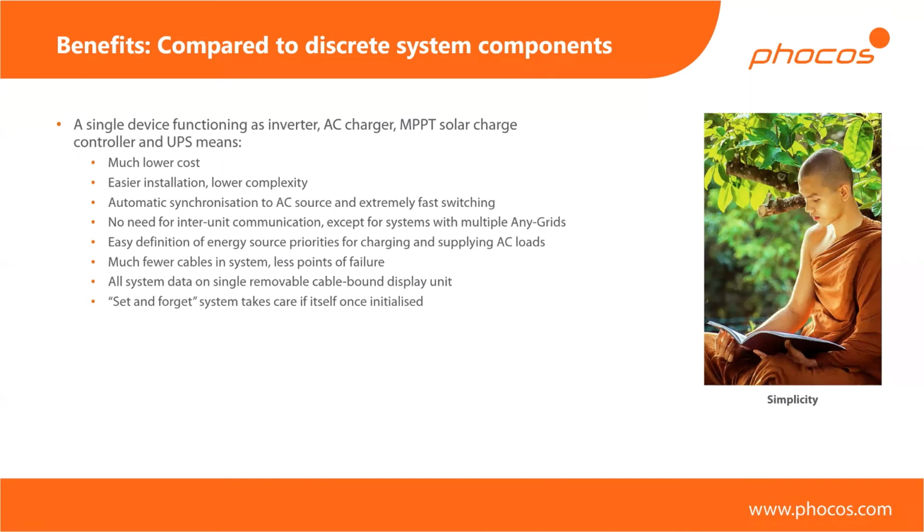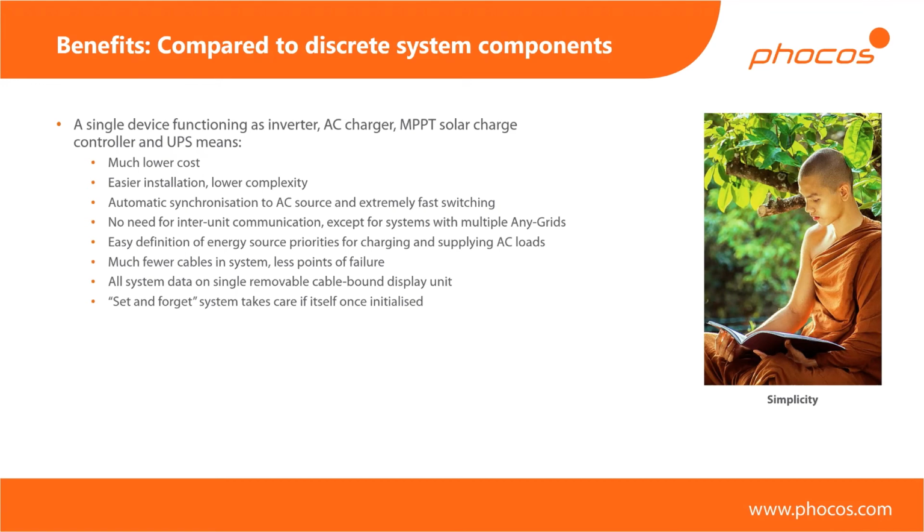Then we have a much, much easier installation because of course we have a lot less wiring and therefore lower complexity, and we don't have communication between devices going on. We have this automatic synchronization to the AC source. Basically, as soon as an AC source is available, if it's within the limits of voltage and frequency, the inverter, even if it's in off-grid mode, will automatically synchronize, because that's the only way you can switch so quickly.